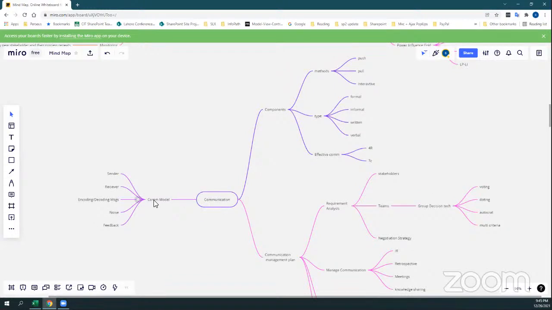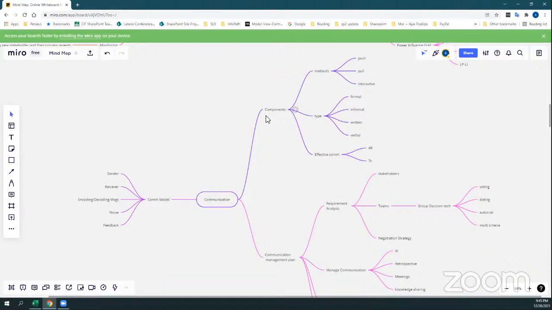and they basically encode and decode the messages. Anything that can disturb the messages is categorized as noise, and the receiver has to give feedback to the sender. In communication, we have different components. In the methods, we are covering push, pull, or interactive: either we are giving, getting, or interacting between the sender and receiver. In the communication types, we have formal, informal, written, and verbal, and based on the needs, we decide how we are going to proceed.